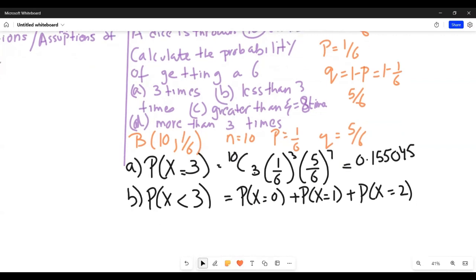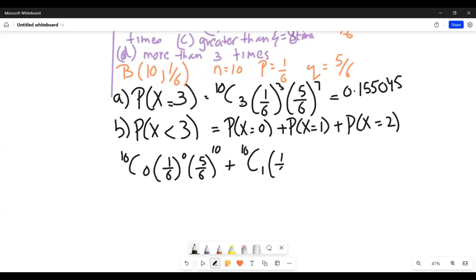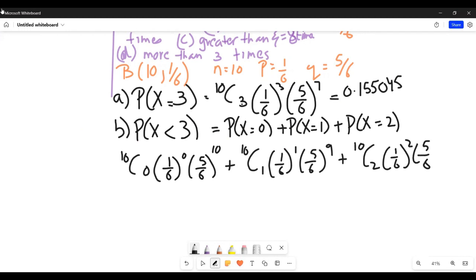So for 0, it's going to be 10C0. Probability of success is 1 by 6 power 0. Probability of failure is 5 by 6 power 10 minus 0, which is 10, plus probability X equals 1 would be 10C1, 1 by 6 power 1, 5 by 6 power 9, plus 10C2, 1 by 6 power 2, 5 by 6 power 8.